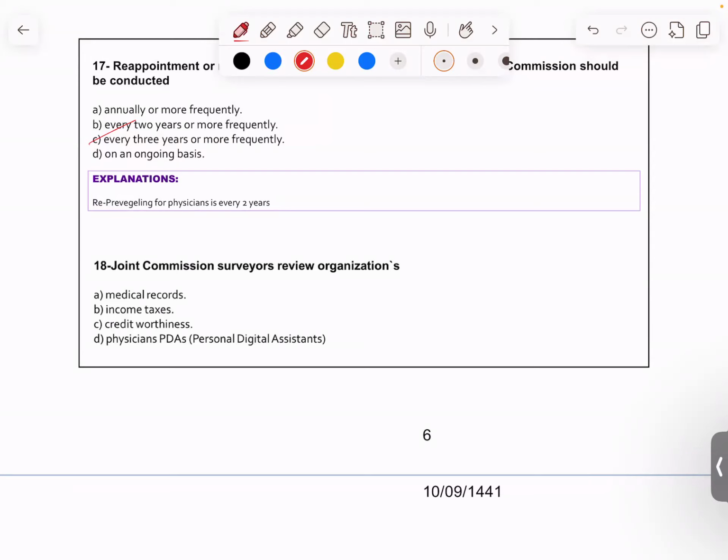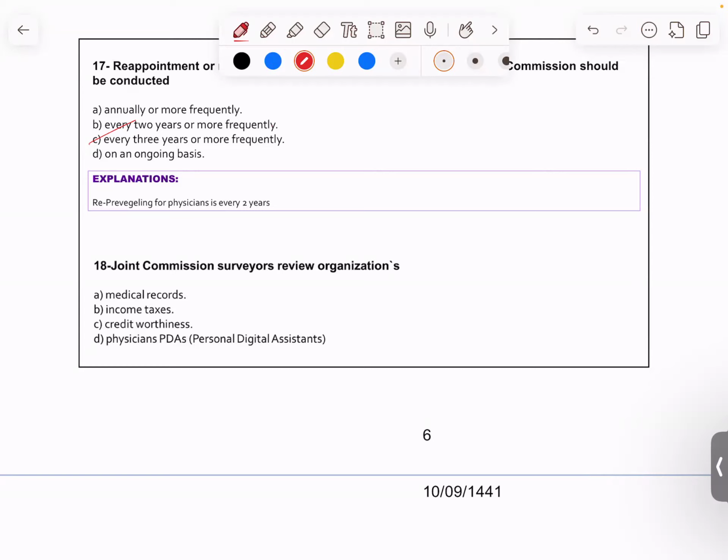But this is an international exam, so I think they will not mention others. Yes, this one came out in my exam. So choose 2 years. If JCI is mentioned, choose 3 years. If JCI is not mentioned, choose 2 years.